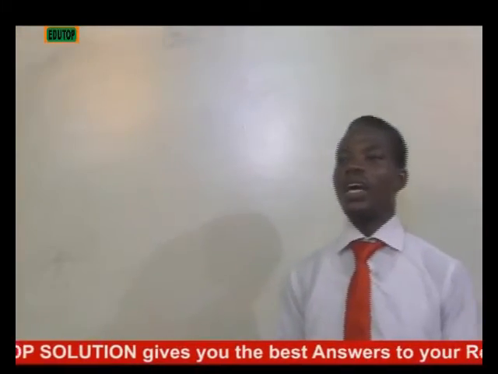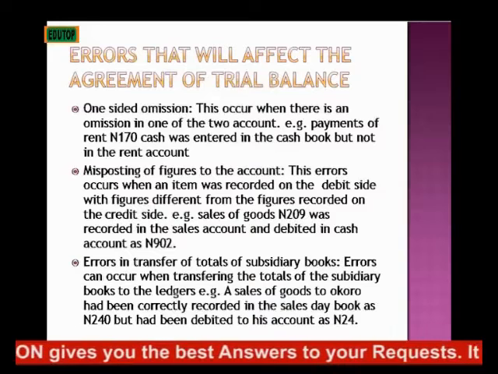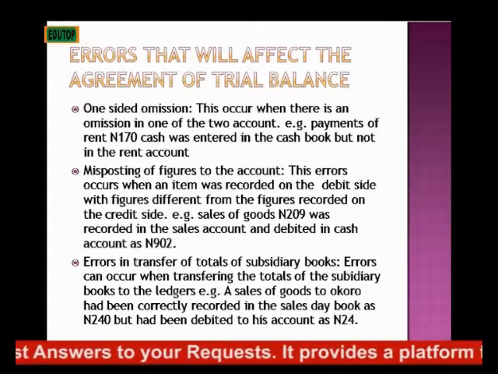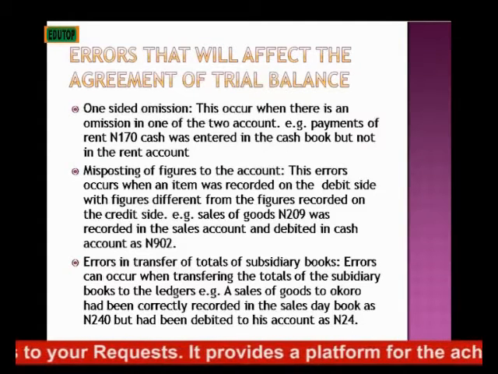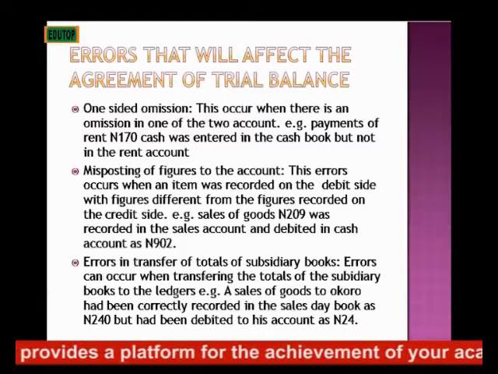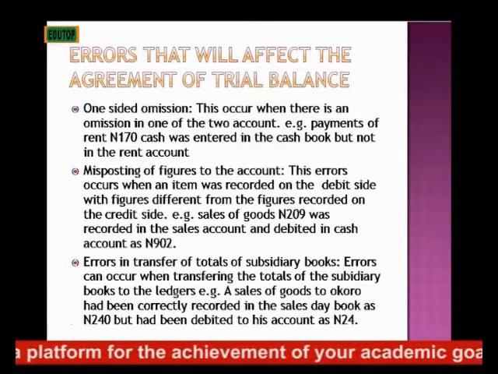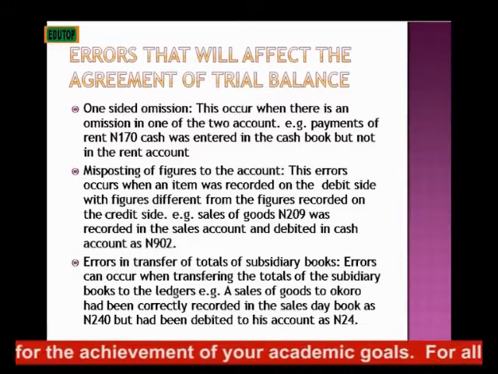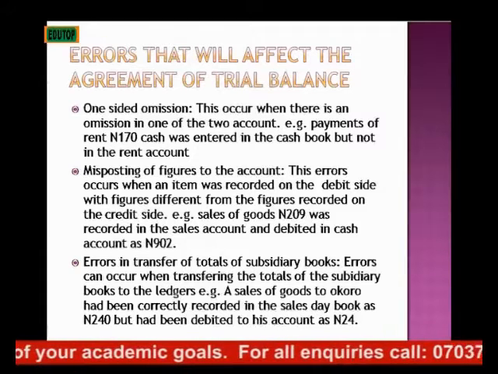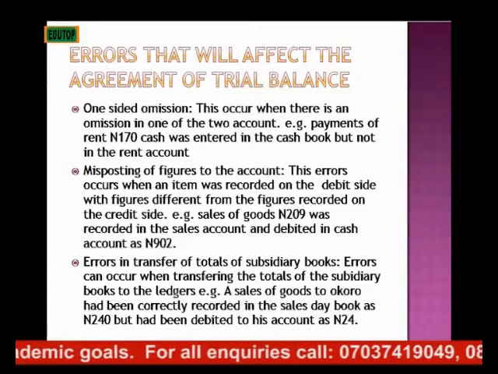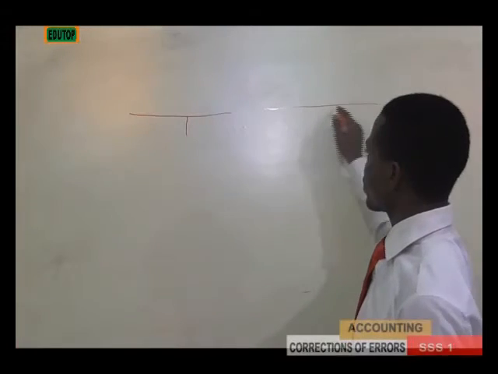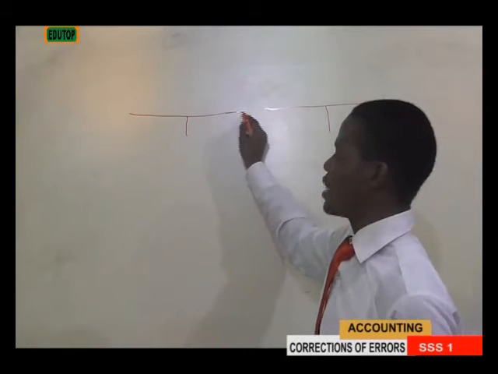Now the second one is misposting of figures to the account. We talked about the first one, one-sided omission. Then this one is misposting of figures to the account. This error occurs when an item was recorded on the debit side with a figure different from the figure recorded on the credit side. What this is trying to tell us is that it will definitely affect the trial balance at the end of the day.